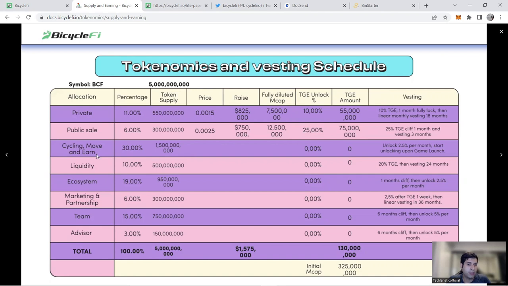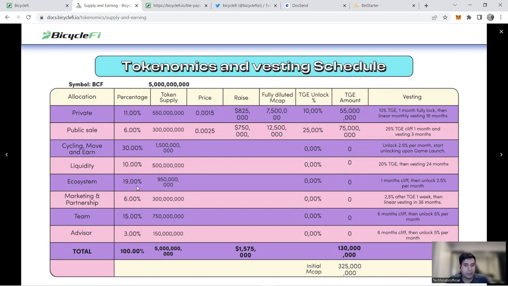They have a cycling and move and earn component, which I mentioned earlier. 30% is allocated for that, 2.5% per month. And this starts up in the launch of the game. Liquidity is going to be 10% of the allocation. 20% of that will be on token generation event. And the rest of this unlock will happen over 24 months.